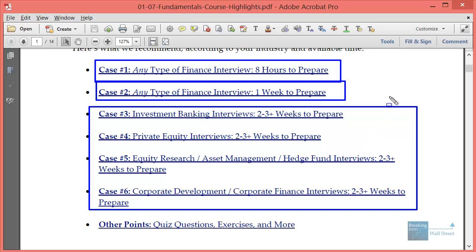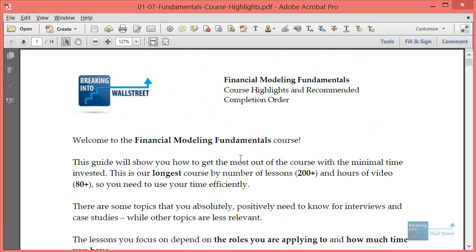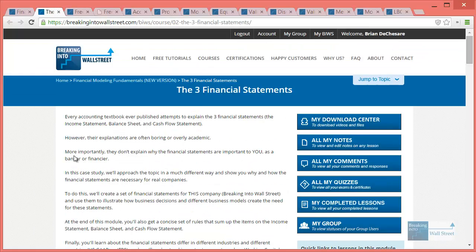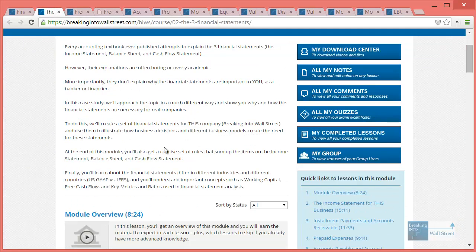And then maybe later on, when you do have more time, you can come back and complete additional lessons or more of the optional material later on. That's it for this lesson. Coming up next, we're going to be delving into the second module on the 3 financial statements, one of the most important concepts in accounting and finance, and something that we're going to spend quite a bit of time covering in this course.